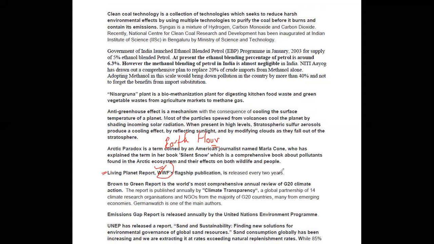WWF publishes it, and it is released every 2 years. So that means it is a biennial publication. Whenever they write biennial, it means this thing is published every 2 years. So that is biennial in nature, right? So that is the Living Planet report. WWF has published it, and let's see certain figures associated with it so that we can remember it in a much better manner.